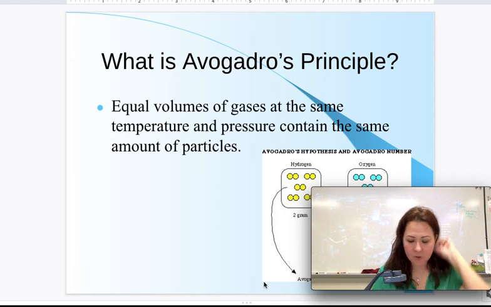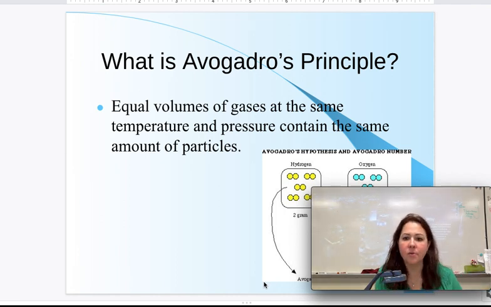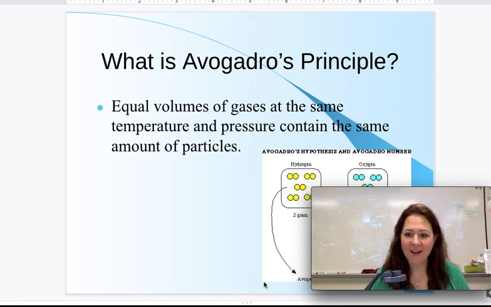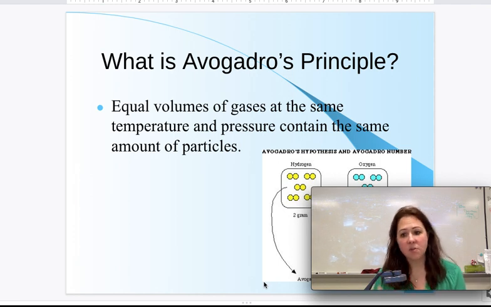A little bit for this next section of your notes. We're going to look at something called Avogadro's principle. Avogadro was the guy that came up with Avogadro's number, that any sample that contains 1 mole has 6.02 times 10 to the 23rd particles present in that sample.